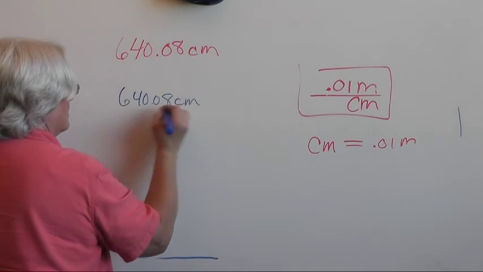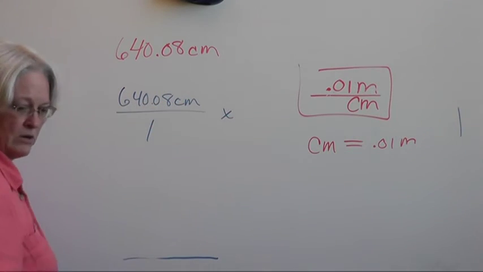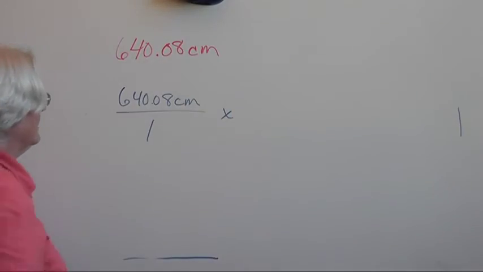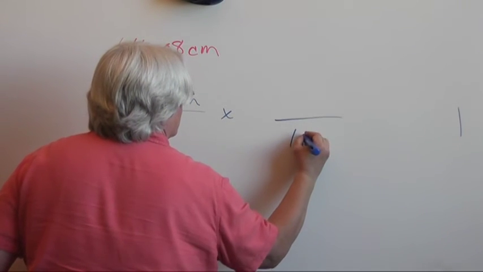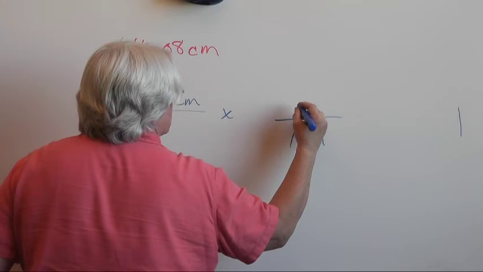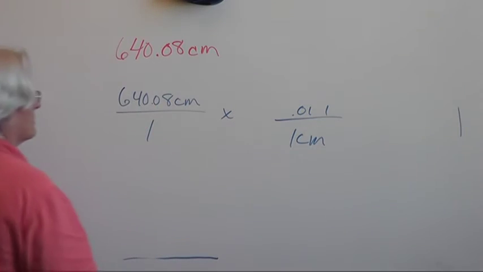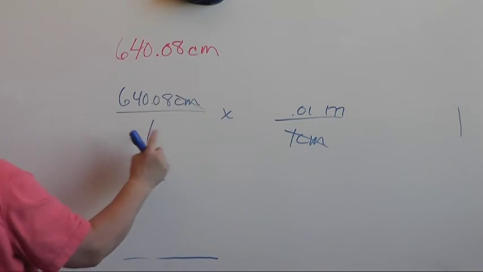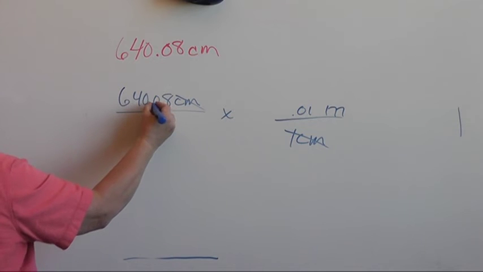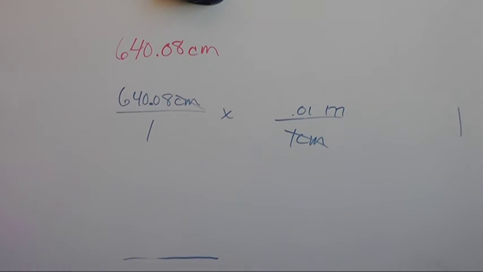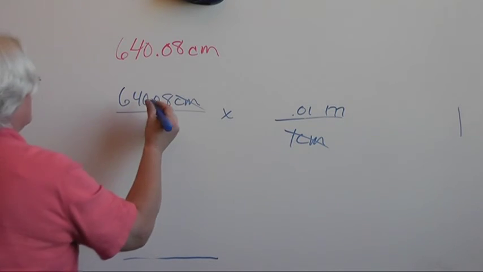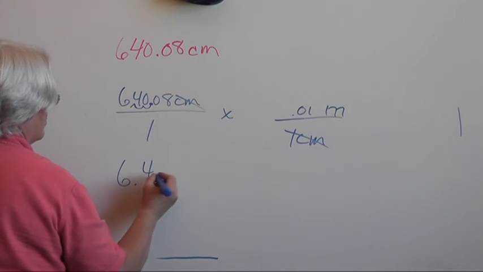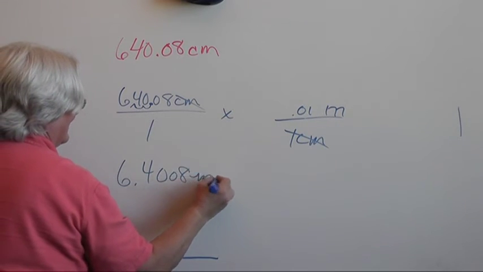So we're going to have 640.08 centimeters over 1 times our conversion factor. We had the centimeter, and this says that 1 centimeter is 0.01 meters. Guess I should make that an M. Centimeters cancel. You have 640.08. We're multiplying by a number less than 1, moving this 2 units to the left, and our answer is 6.4008 meters.